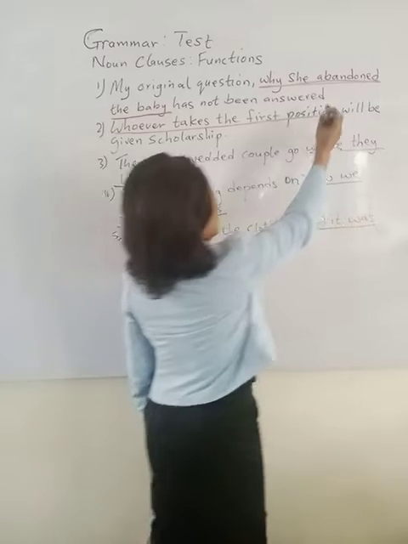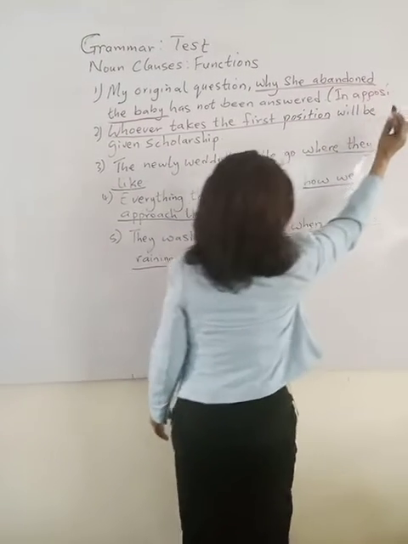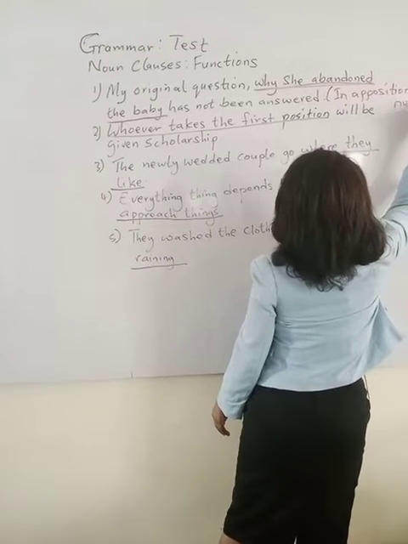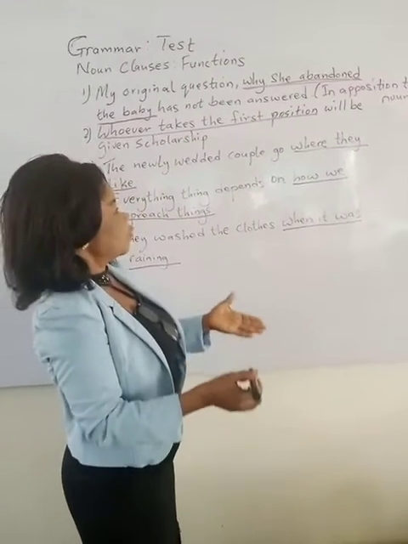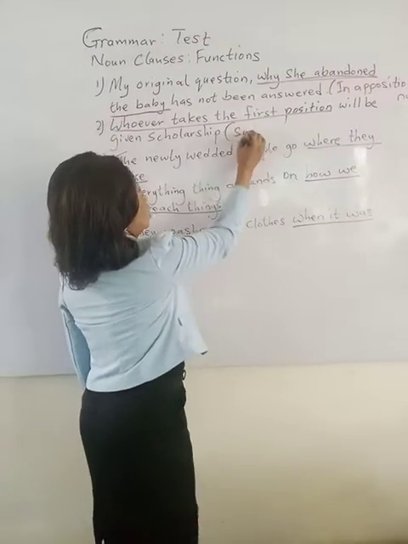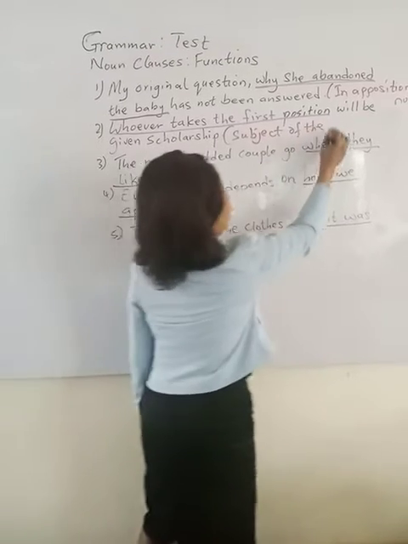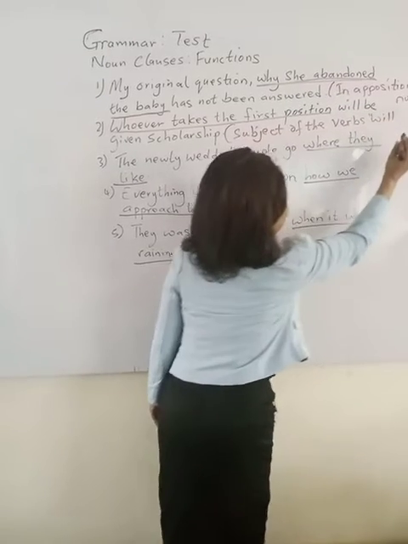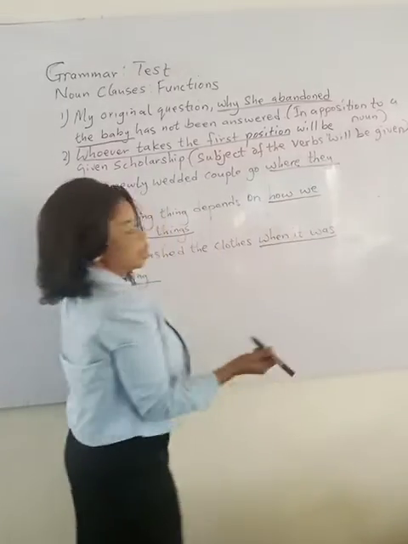Therefore, it functions as appositive to a noun. Now the next one, whoever takes the first position occupies the subject position. Therefore, it is the subject of the verbs. We have 3 verbs here. Of the verbs will, be, and given.